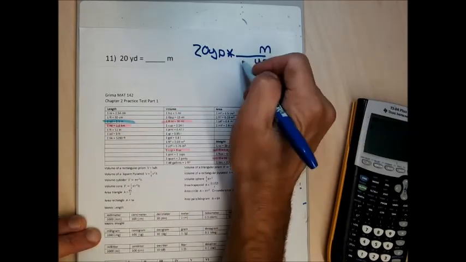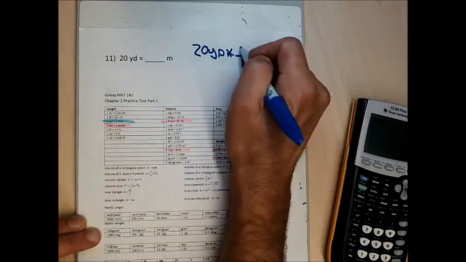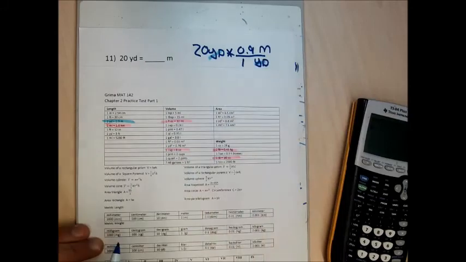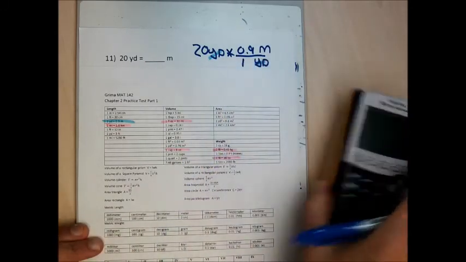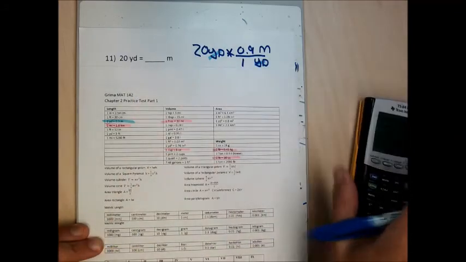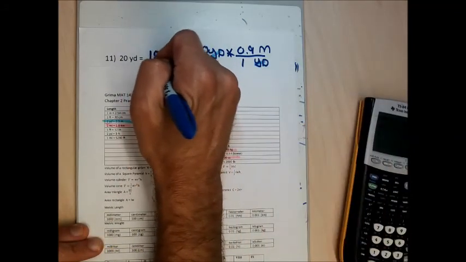1 goes next to the yard. 0.9 goes next to the meter. My yards are going to cancel. I multiply the numbers because the 0.9 is in the numerator. I just do 20 times 0.9. The numerical part of my answer is 18, and the unit part of my answer is meters.